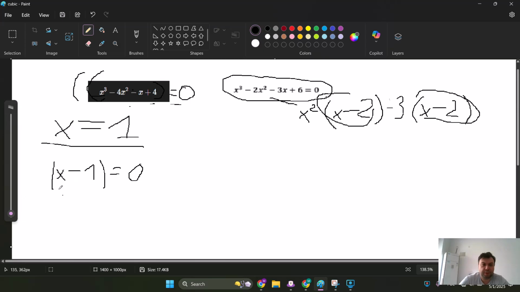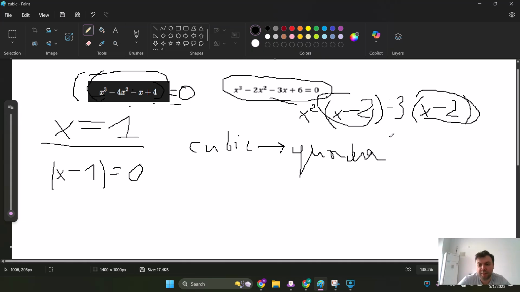Therefore, we can perform this division. So we should divide this polynomial, x to the power of 3 minus 4x squared minus x plus 4, by this. And this will help us to reduce the cubic equation to a quadratic equation, which will be much easier to solve later either by factoring or by the quadratic formula.